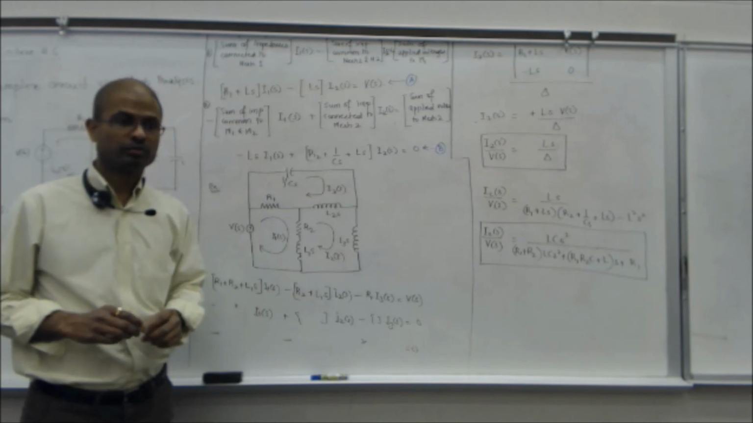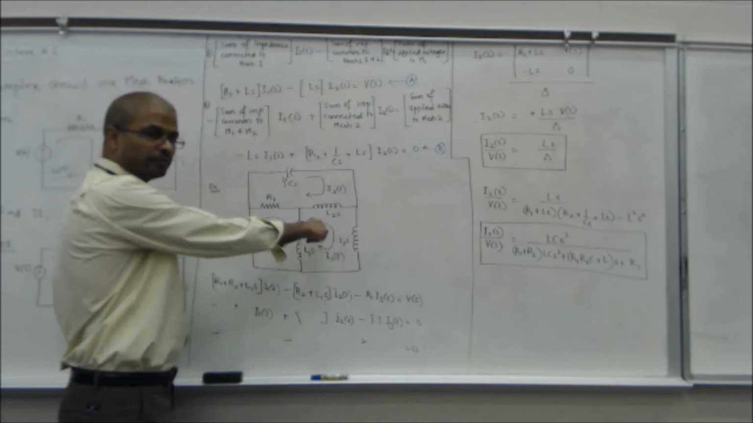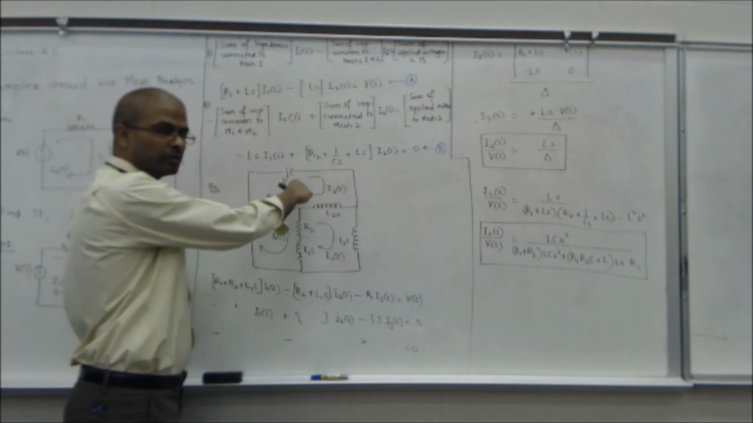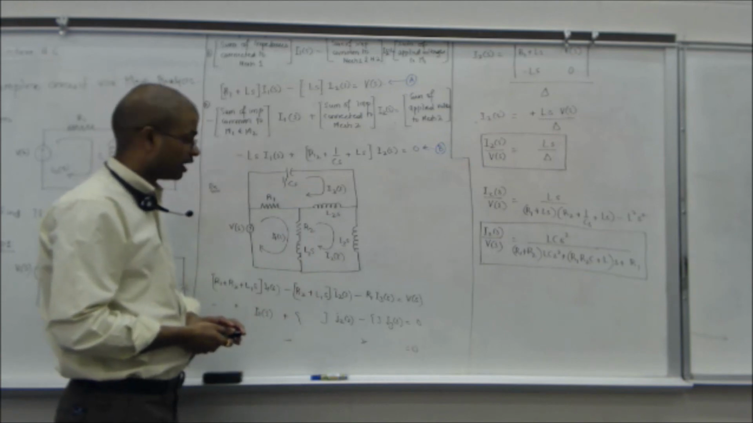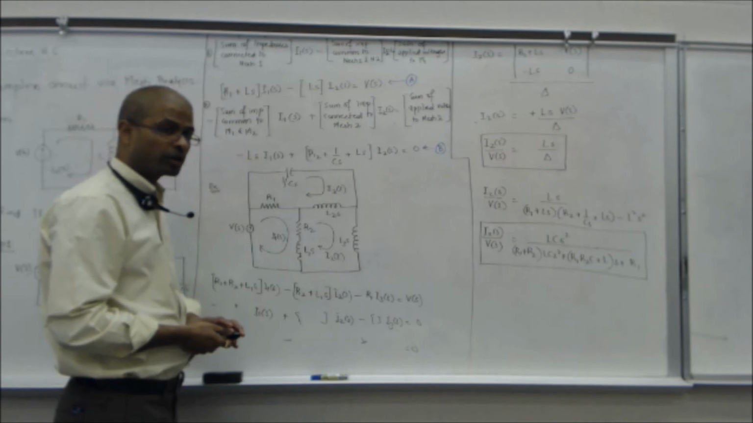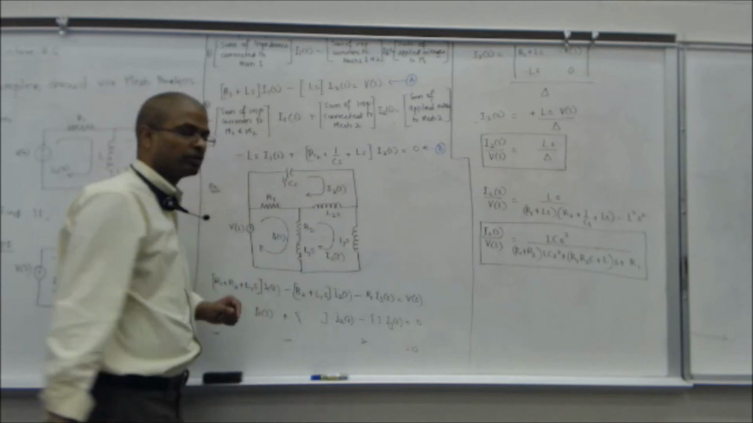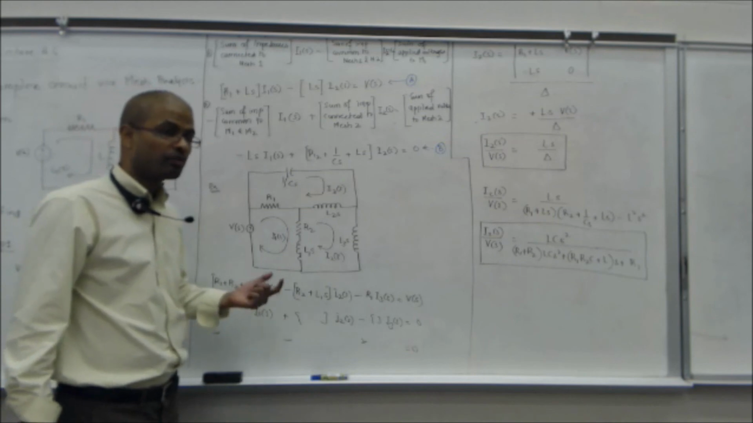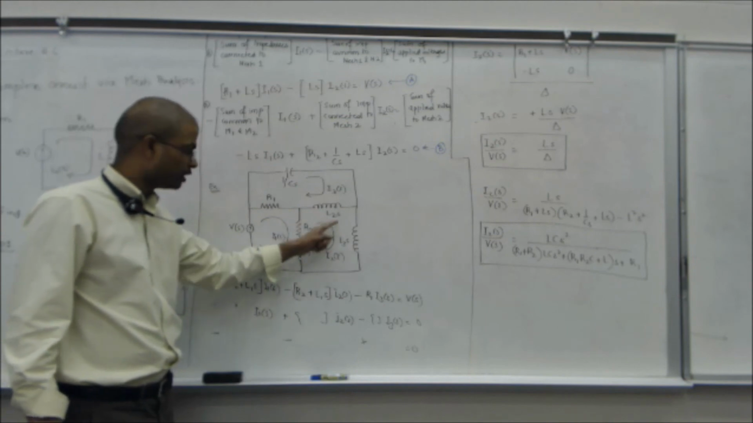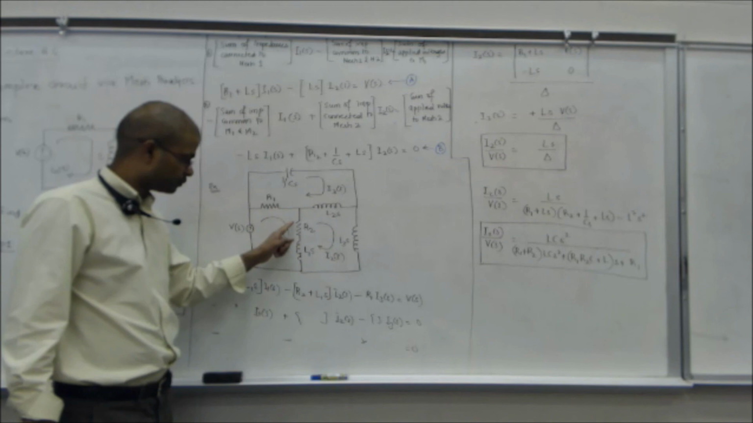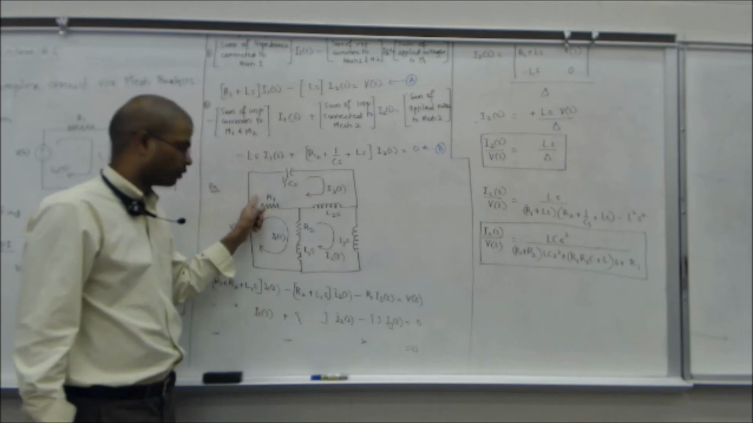What do you mean by what's common in mesh 3? Look at this: this is mesh 2, and this is mesh 3. What is common between them? Common means the element shared between this loop and this loop. What is common between this loop and this loop? R2.